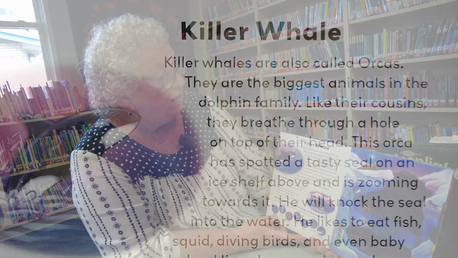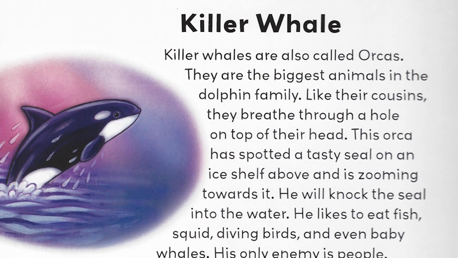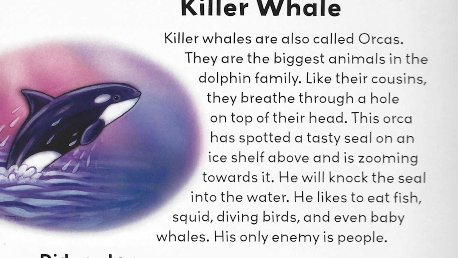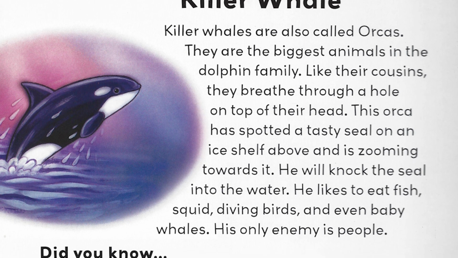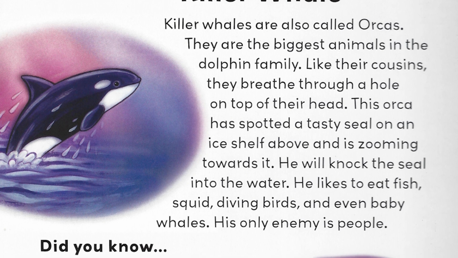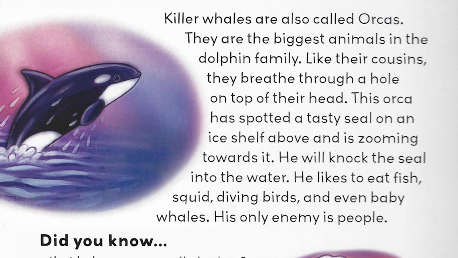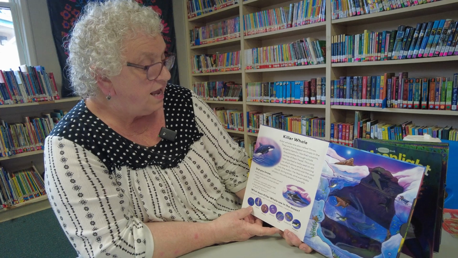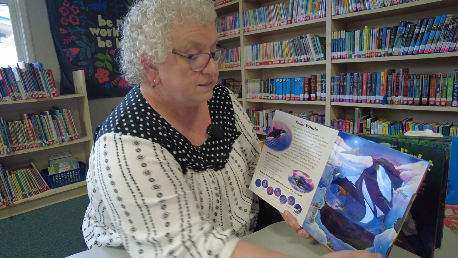The last page of our book is about killer whales. Killer whales are also called orcas. They are the biggest animal in the dolphin family. Like their cousins, they breathe through a hole in the top of their head. This orca has spotted some tasty seal on the ice shelf above, and is zooming towards them.